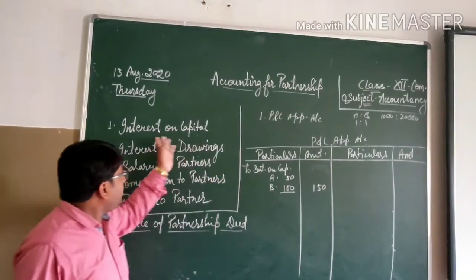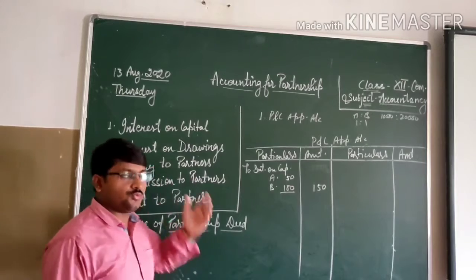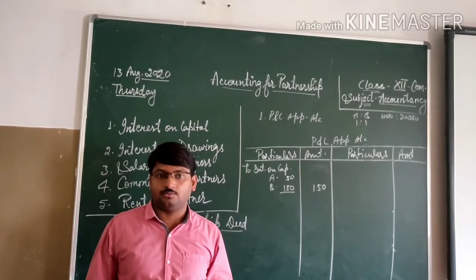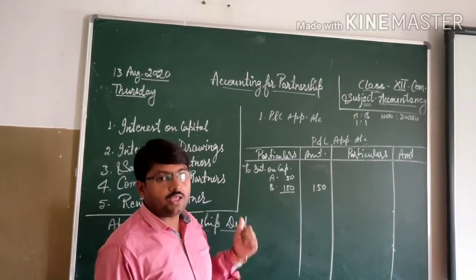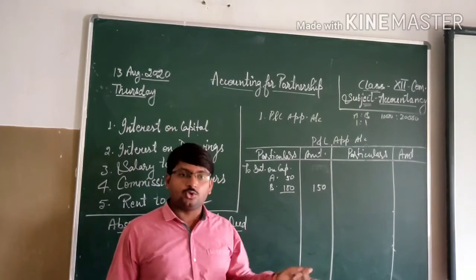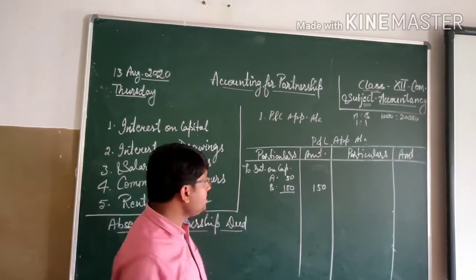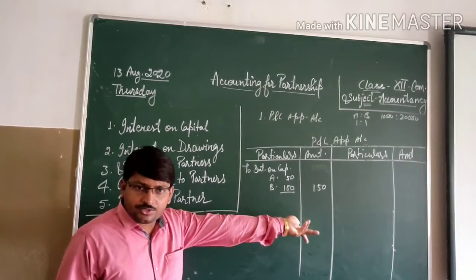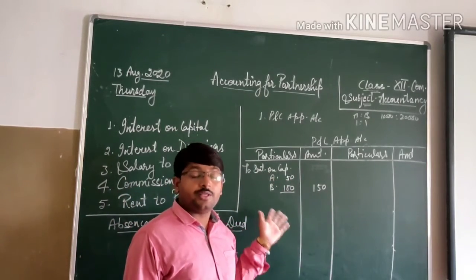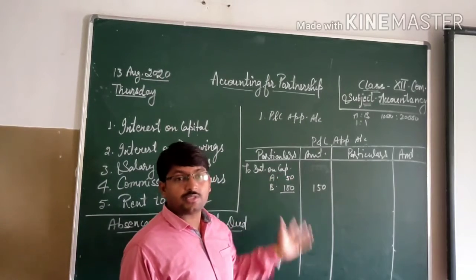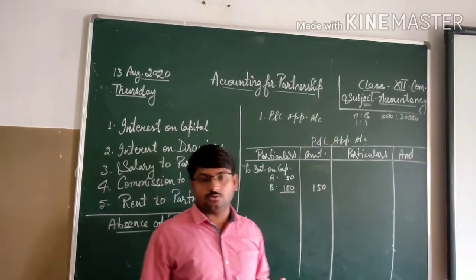So if this interest is an expense for the firm, then this interest will be income for the firm, because it will be received by the firm. This interest will be paid by the partner to the firm. So it is just opposite to the interest on capital. Got it? So the journal entries will be reversed, meaning interest on capital is on the debit side and interest on drawings will be on the credit side. Got it?